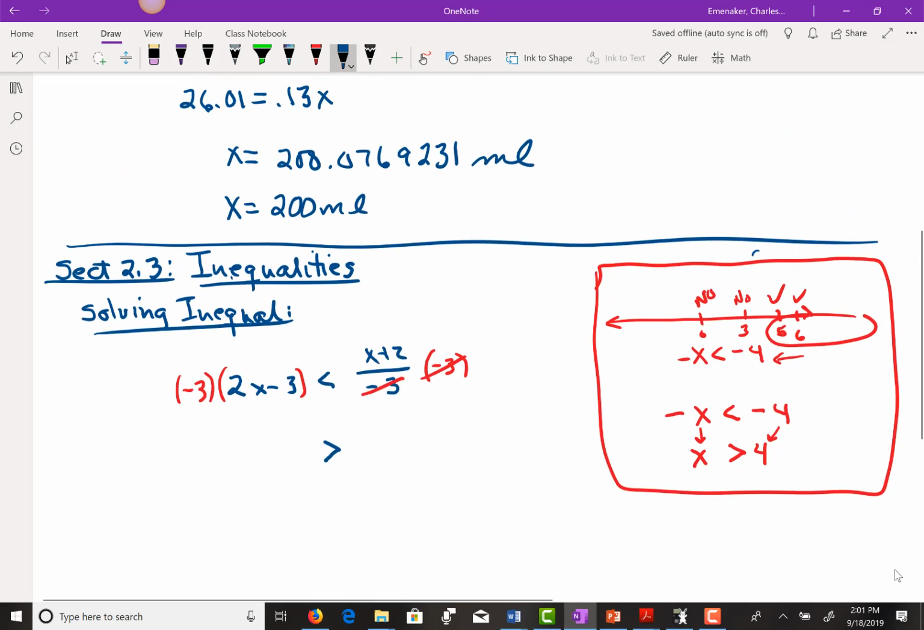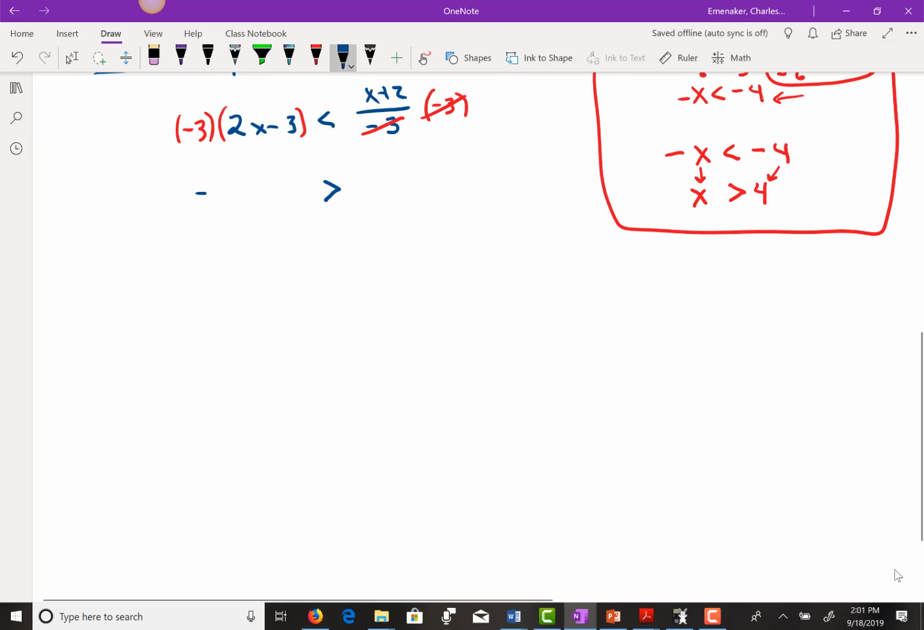Okay, so let's see what we have here. We're going to have a -6x plus 9 on the left-hand side. On the right-hand side, the -3's are going to cancel, leaving us with x plus 2. Interesting. What should we do next? There are 2 different moves you could make. Really more than 2, but... Yes, sir? Add 6x to both sides. Okay, let's add 6x to each side, which is going to give us 9 is greater than 7x plus 2. Now what?